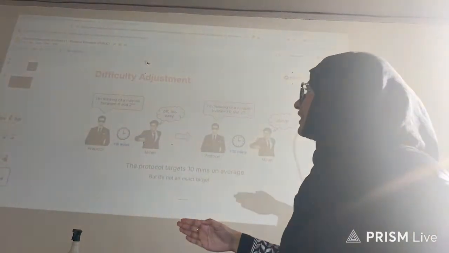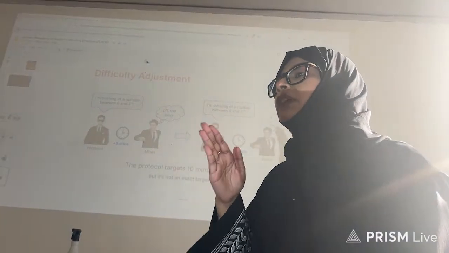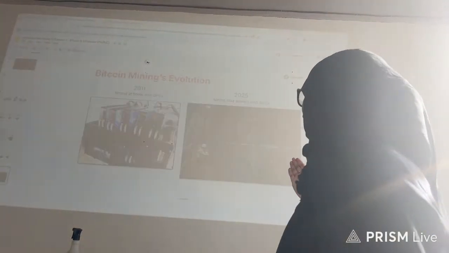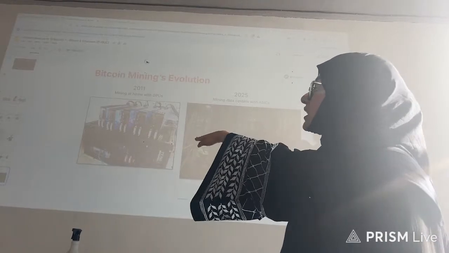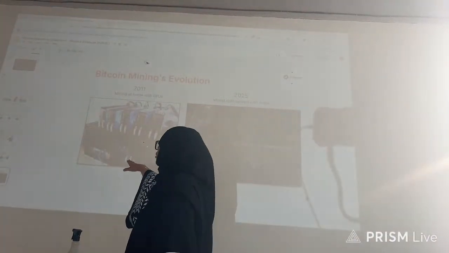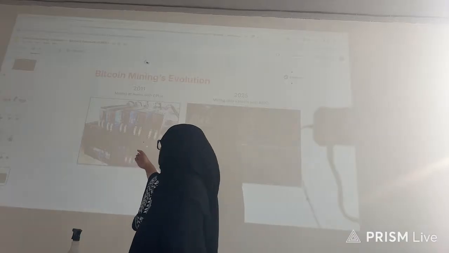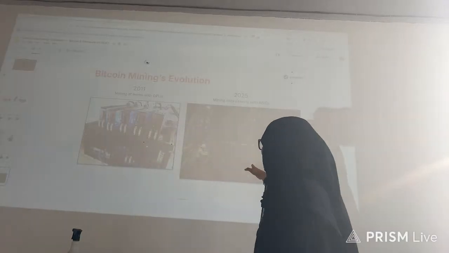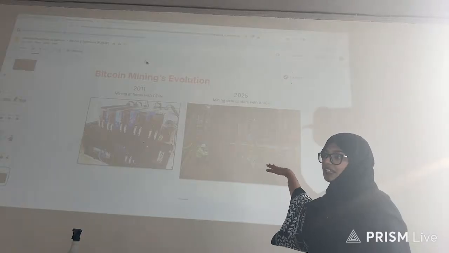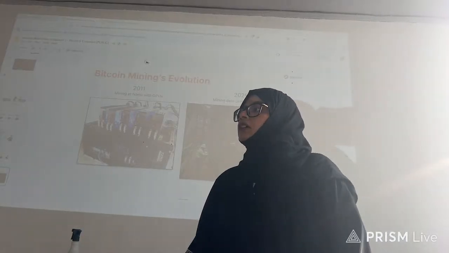The protocol literally tells you to guess a number between 0 and 2 power 256. We're going to talk about why 2 power 256. This is how mining machines looked in 2011. It's just some hardware. And this is how they look in 2025, big data centers.